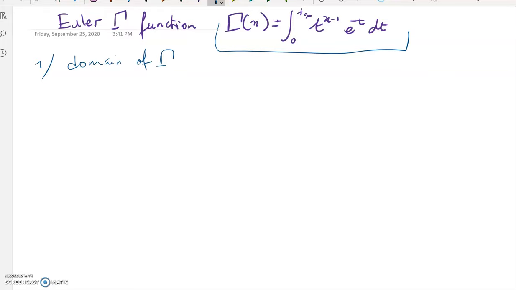Okay, so the domain of a function, you remember, it's just the set of all the values such that the function has a meaning. It doesn't have forbidden values. So let's examine this for this function. We need to find for which x in R the integral is converging, well defined and converging. So let's see how we can prove that.